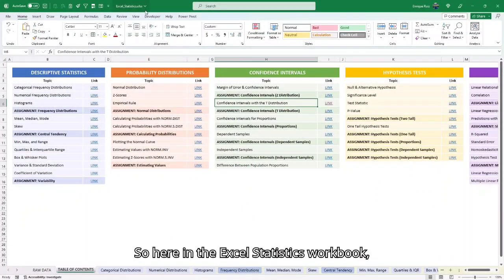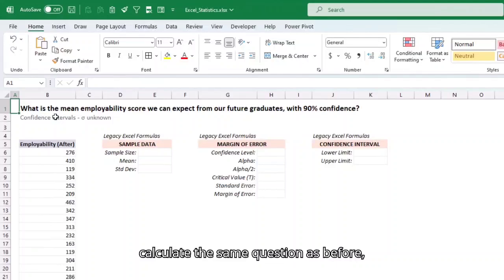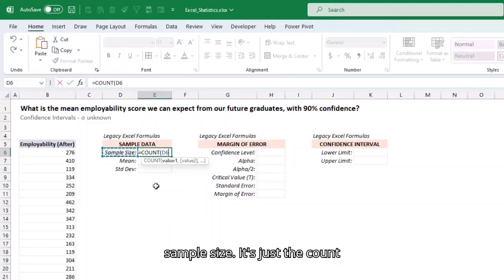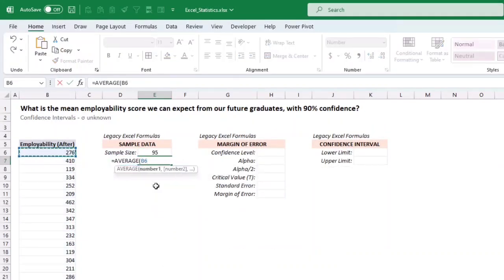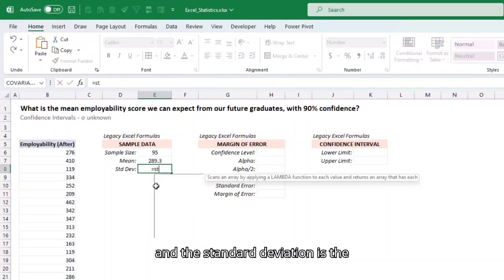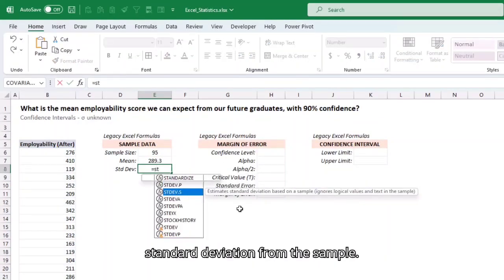So here in the Excel statistics workbook, I'm going to jump to the link on confidence intervals with the t-distribution. And we want to calculate the same question as before, but we're no longer assuming that we know the standard deviation of our population of employability scores after the program. So we're going to do everything just using our sample data. So let's calculate our sample statistics. The sample size is just the count of our values, the mean is the average, and the standard deviation is the standard deviation from the sample.